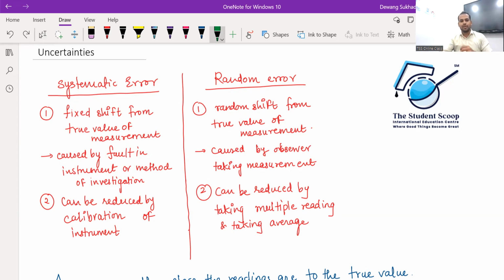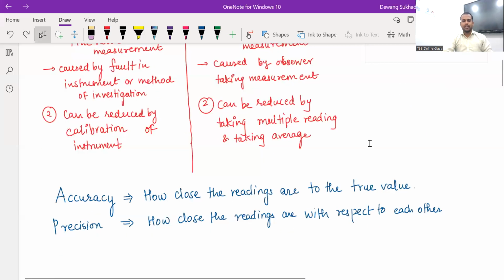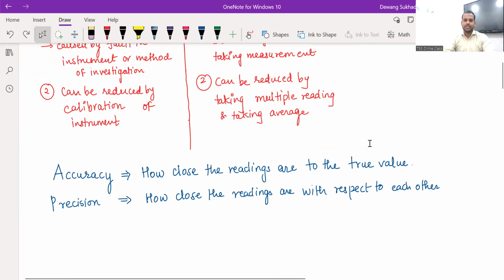Usually systematic error is caused by a fault in the instrument or the method of investigation, while a random error can be a human error. How the observer is taking the reading can also be involved in random error. A systematic error can be reduced if you calibrate your instrument correctly or change your method so that you can minimize it. For random error, we take multiple readings and take the average of those readings to minimize it. Now, there is one more pair of quantities called accuracy and precision.